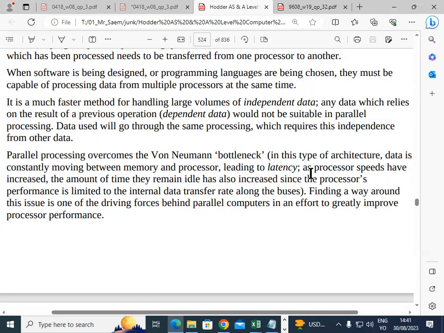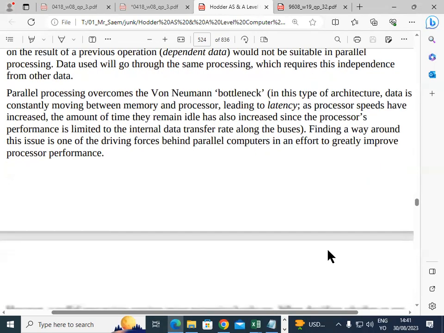As processor speeds have increased, the amount of time they remain idle has also increased. Since the processor performance is limited to the internal data transfer rate along the buses, finding a way around this is one of the driving forces behind parallel computing in an effort to greatly improve processor performance. It was just a normal point.